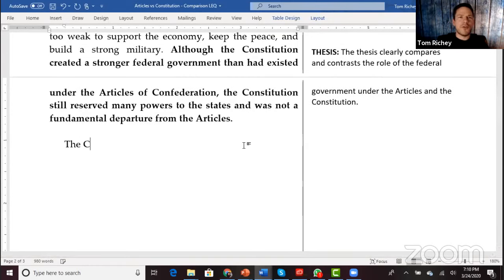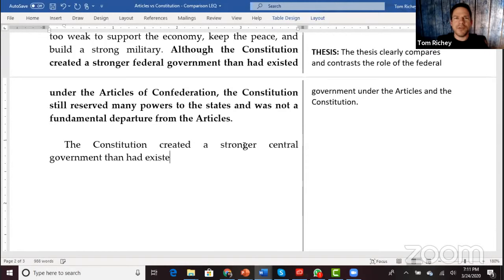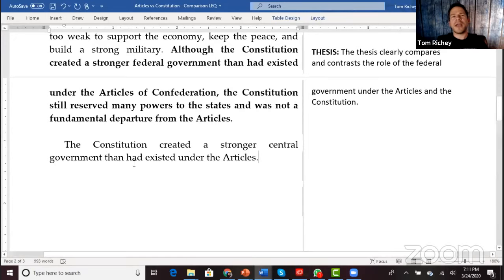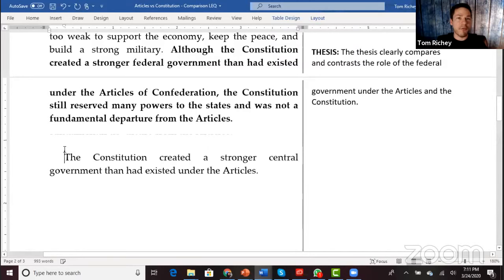So the Constitution, this is my topic sentence, created a stronger central government than had existed under the Articles. Now, as far as that goes, y'all note here, this is kind of convenient because y'all may be typing your responses for this year's APUSH exam for the first time ever.